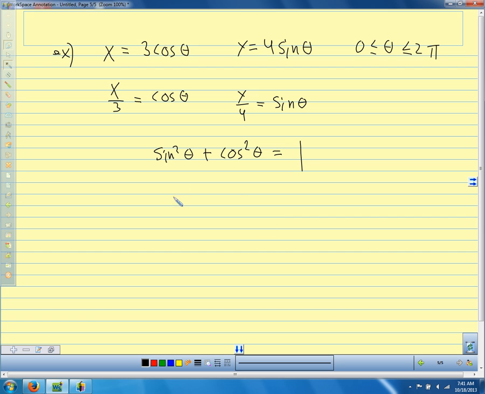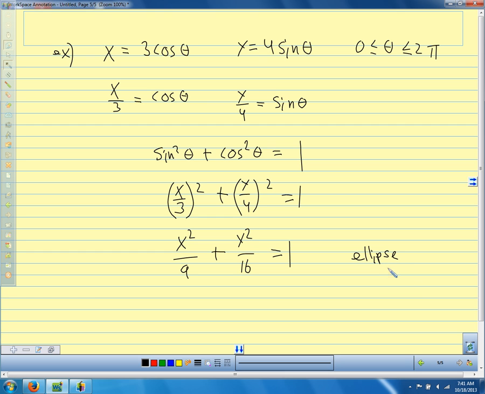So I can say (x over 3) squared plus (y over 4) squared equals 1. And I'll rewrite that: x squared over 9 plus y squared over 16 equals 1. What kind of graph is that? That's an ellipse. All right. So we have an ellipse.